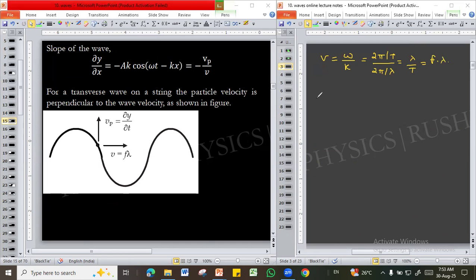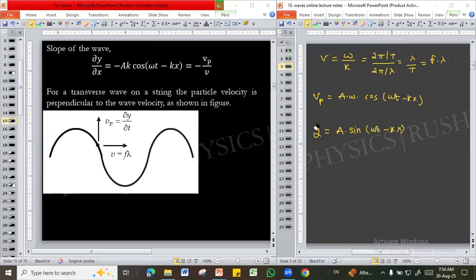Okay. What is particle velocity? Particle velocity is the derivative of particle position. What is particle position? A sin(omega t plus or minus kx plus alpha). Alpha is 0. Let us take the derivative of this. What is the derivative of this? A omega cos(omega t minus kx). So this is the particle velocity.